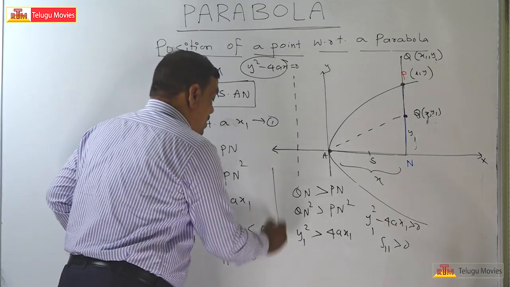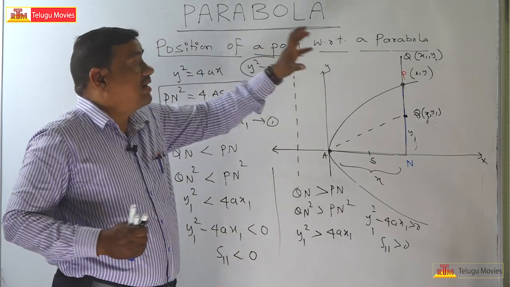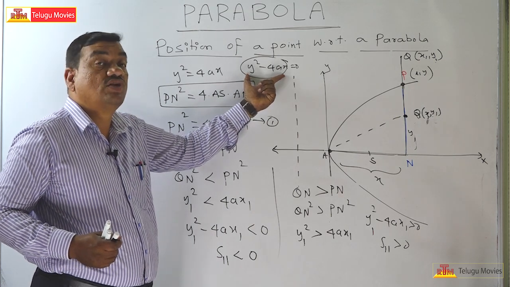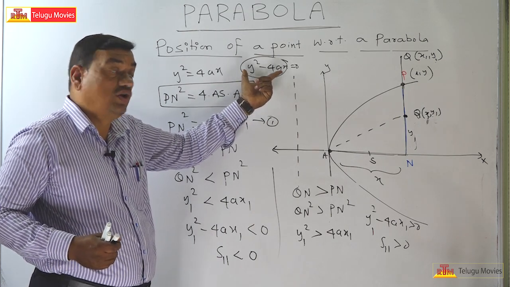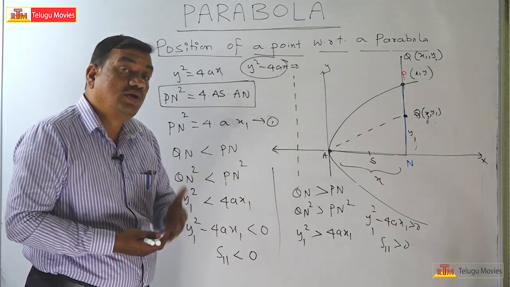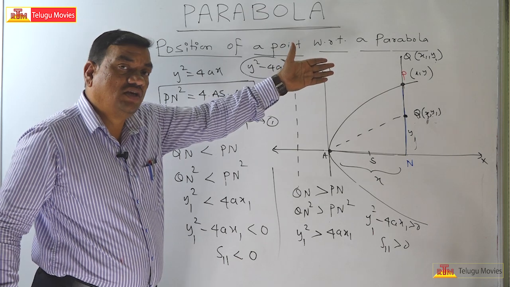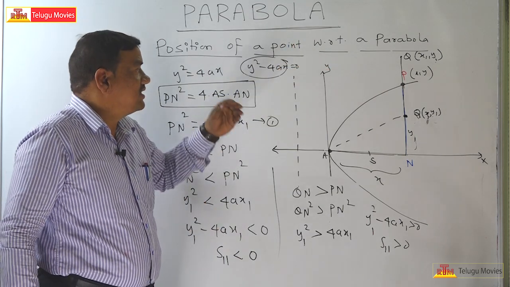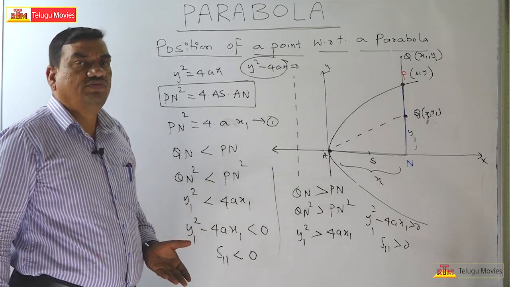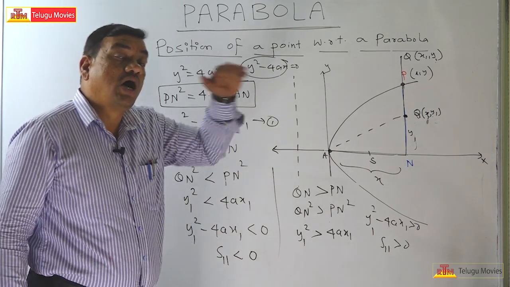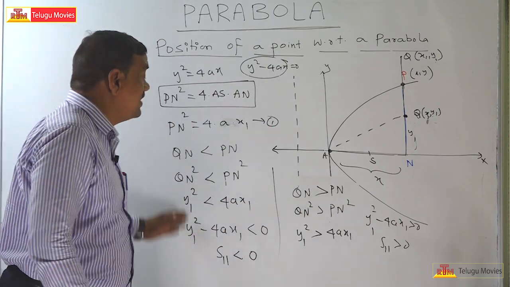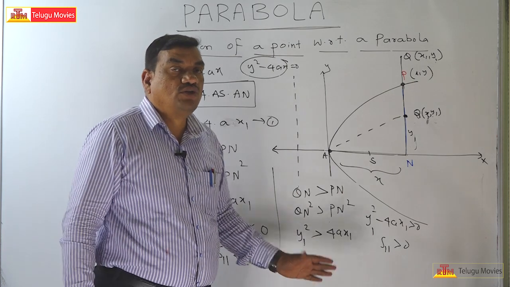So that means we will substitute the point x1, y1 in the left hand side of the equation y square minus 4ax is equal to 0. If it is positive, the point lies exterior of the parabola. If the point lies inside the parabola, we will get less than 0. If it is equal to 0, if it satisfies, then the point lies on the parabola. I hope that you understand this concept. I have explained the derivation also.